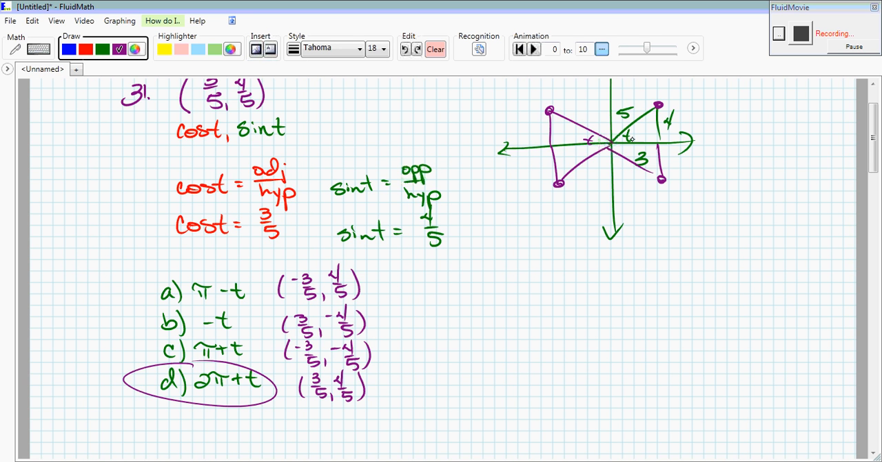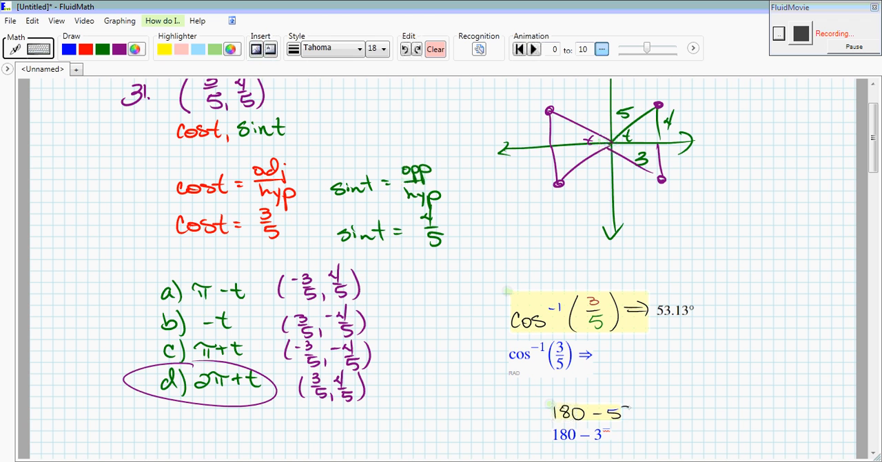Another way that we could do, we could just calculate these values. We could determine what t is by taking the inverse cosine of 3 over 5, and that gives us approximately 53.13 degrees. So if you want to turn this into degrees, we would have 180 minus the 53.13. Again, this is not the way that I would do this, but it is another way of looking at it.